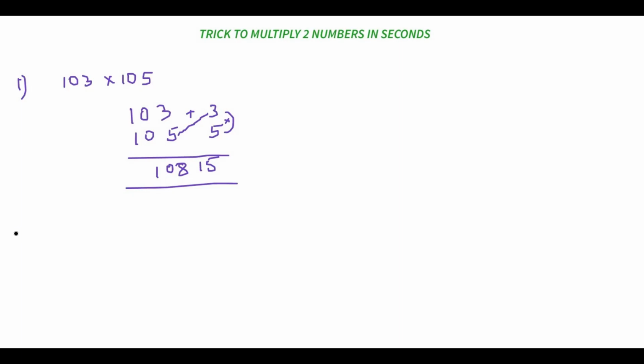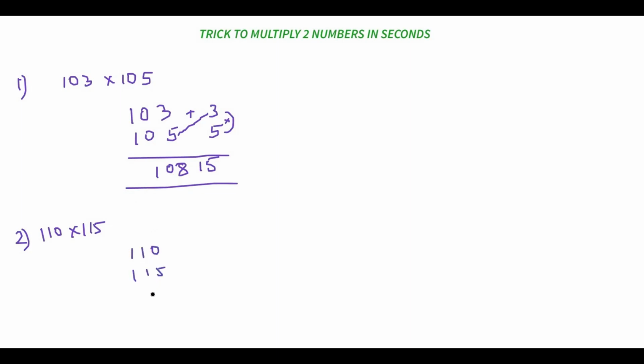Now let's take the second example. It would be 110 times 115. So this is our question, 110 times 115. How are we going to multiply this? Let's write it in the same order. It's the same procedure which we are going to follow. Let's write 110 and 115.